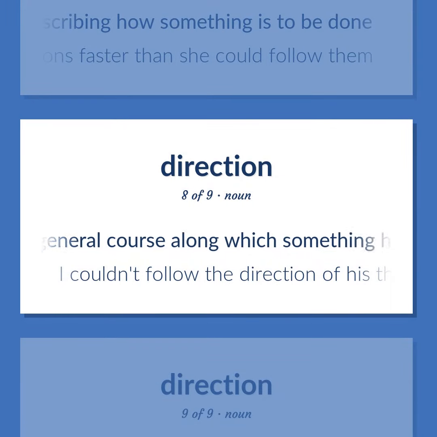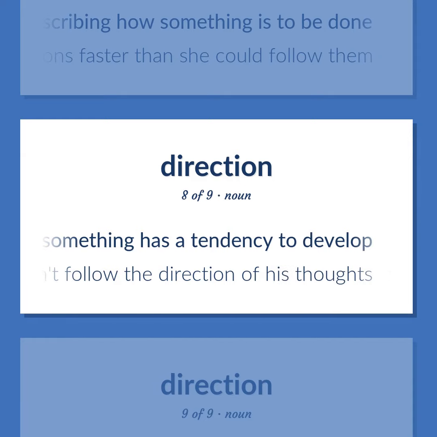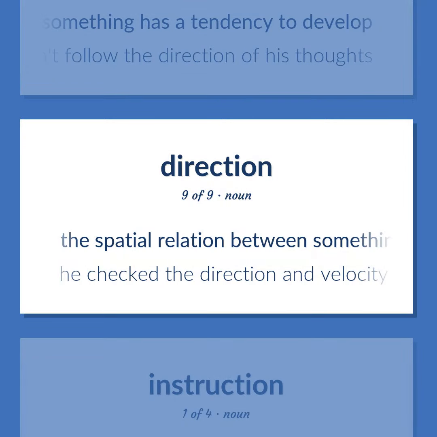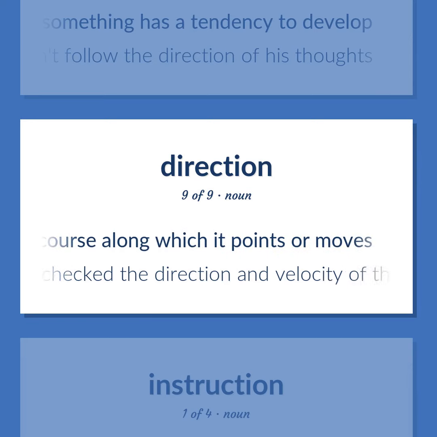A general course along which something has a tendency to develop. I couldn't follow the direction of his thoughts. The spatial relation between something and the course along which it points or moves. He checked the direction and velocity of the wind.